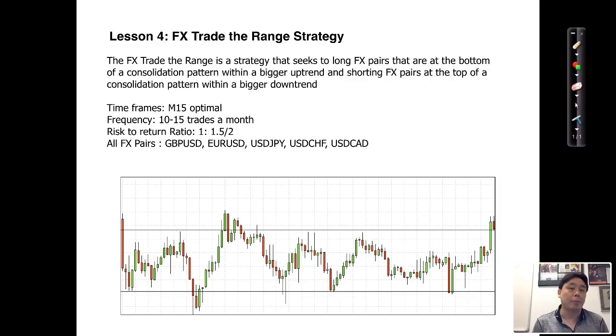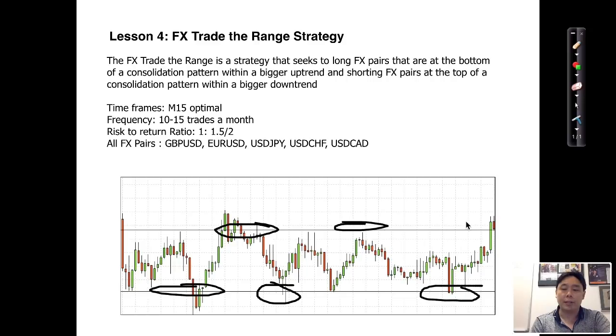In fact, this is a strategy that seeks to go long on Forex pairs at the bottom of a consolidation pattern, where we buy right at the bottom of a demand zone or a support level, and we short at the top of resistance or supply levels. So this is a strategy where you can create multiple profits in a short period of time, where you buy, sell, and create a huge level of profits within a range.